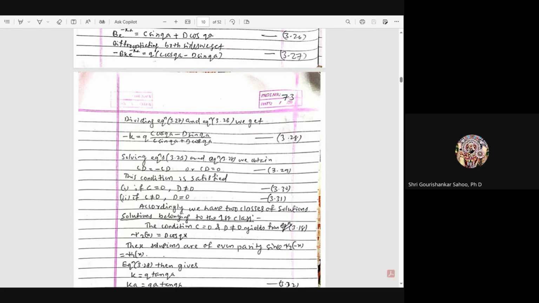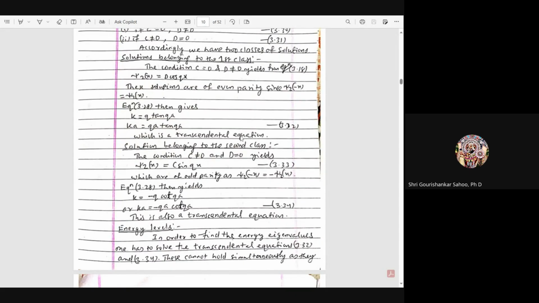Now you can solve these two and you have cd is equal to minus cd, or cd is equal to 0. So this condition is satisfied if c is equal to 0 and d is not equal to 0, and if c is not equal to 0, then d is equal to 0. These are the solutions belonging to the first class. So the first condition is what? C is equal to 0 and d is not equal to 0. So your psi 2 will be d cosine of qx, and these solutions are of even parity since psi 2 of minus x is equal to psi 2 of x.